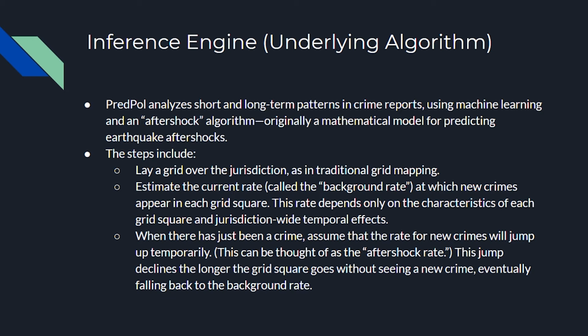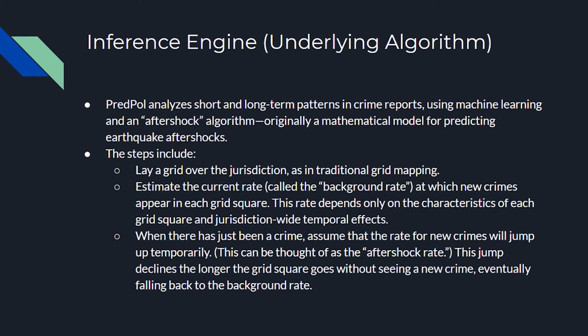The steps included in the inference engine of PredPol are: first, lay a grid over the jurisdiction as in traditional grid mapping. Estimate the current rate at which new crimes are happening in each grid square. This rate will depend not only on the characteristics of each grid square but also on jurisdiction-wide temporal effects. When there has just been a crime, assume that the rate for new crimes will jump up temporarily.